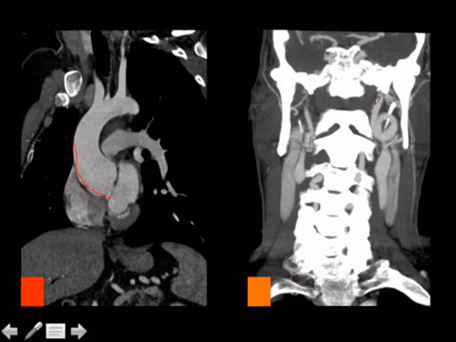I like to refer to this as the roller coaster sign or the loop-de-loop sign, where you actually have a vessel that's so tortuous that it's turning around like that. I've only seen this with Loeys-Dietz. It is an uncommon entity. The 4 or 5 cases of it that I've seen tend to have similar findings, a lot of tortuosity in the neck vessels.